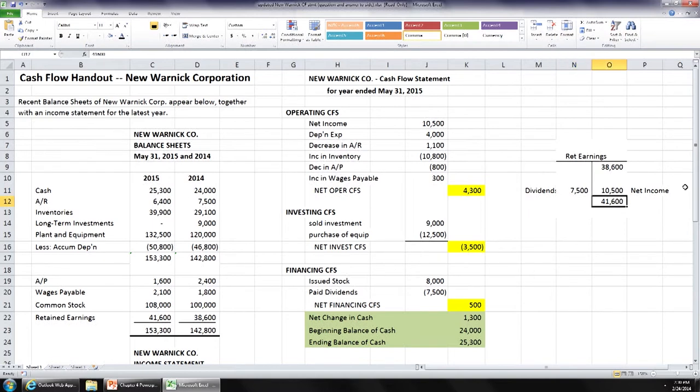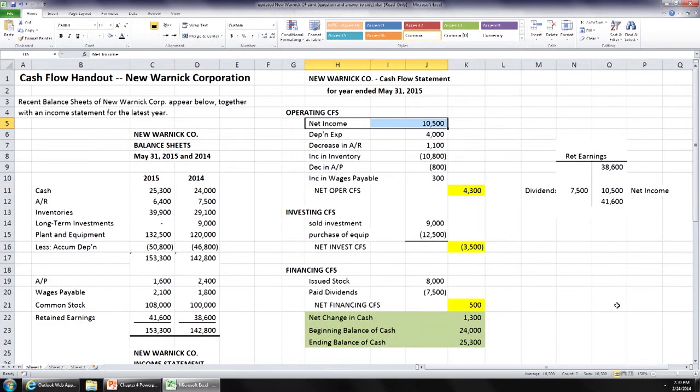So then my next question is, are these items represented somewhere on the cash flow statement? If they are, then we have accounted for this change in retained earnings on the cash flow statement. Are these items on the cash flow statement? Yeah, dividends is down here. Net income is up here.